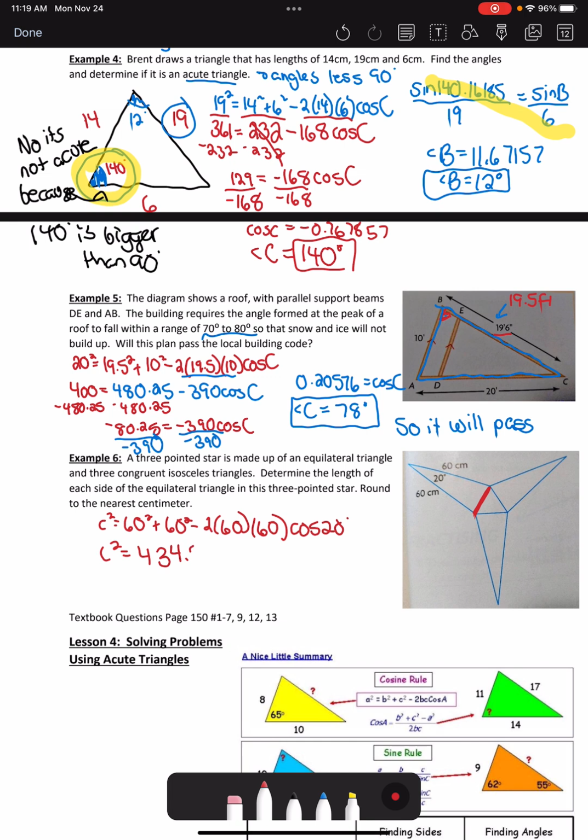Let's write that down. Square root, so we got 21 centimeters as our final answer. Cosine law, definitely trickier than the sine law, especially when you got to find those angles. So make sure you try some of the textbook questions, especially with those angle ones, because those are a little harder.